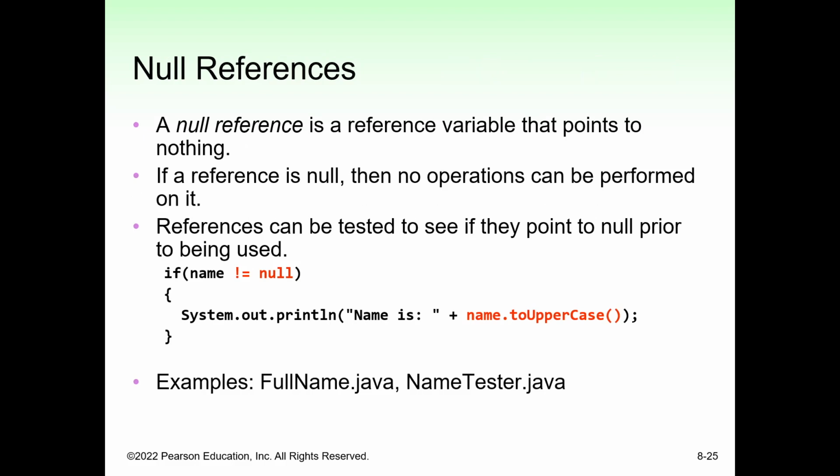Now, what is a null reference? Null stands for nothingness. So a null reference is just a reference that points to nothing, and if it points to nothing, then you cannot do any operations on it. It's a good way to test if your variables point to null before you do anything with them. So this is a good coding practice right here. We are checking if this name variable points to null. If it does not point to null, then we are actually doing some operation. We are doing name toUpperCase, so all of the letters are going to be uppercase.